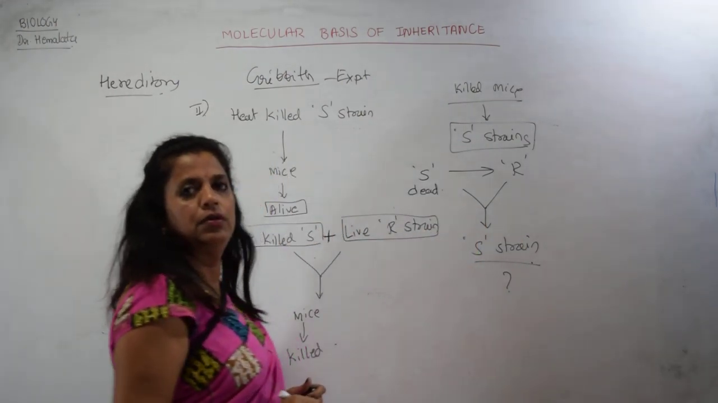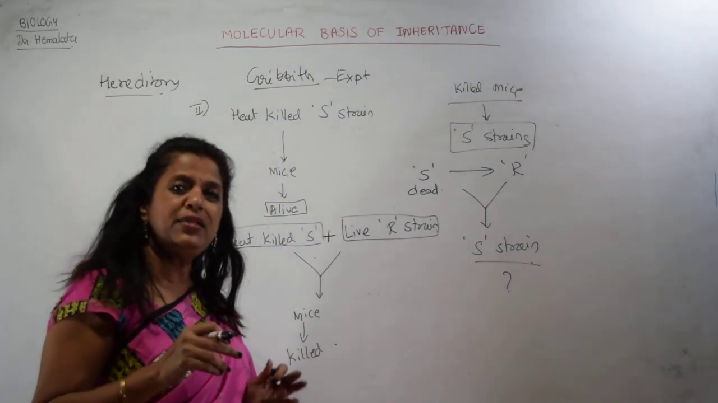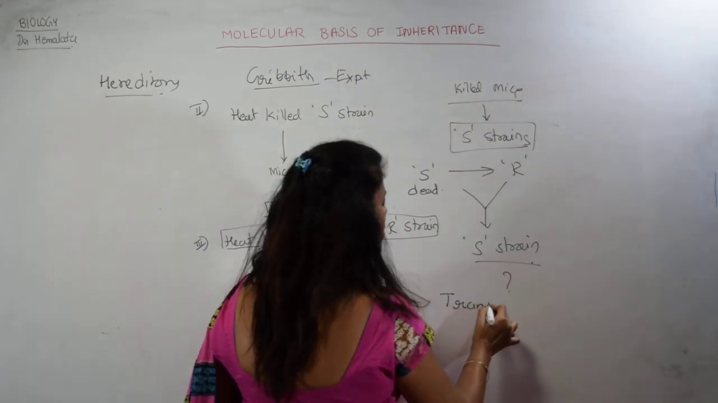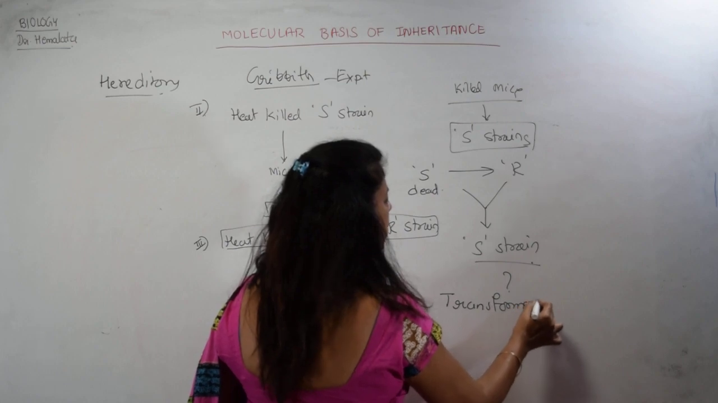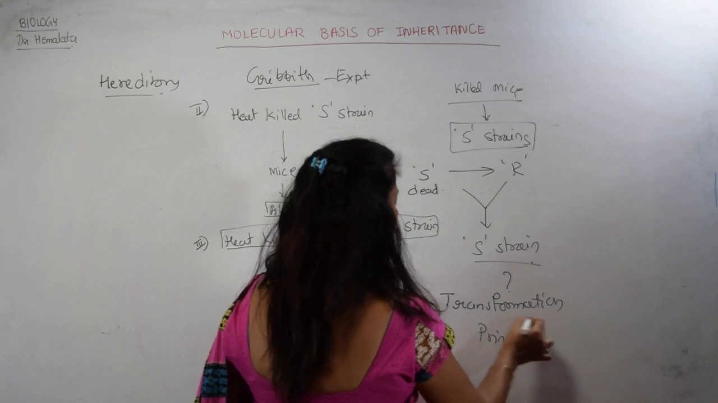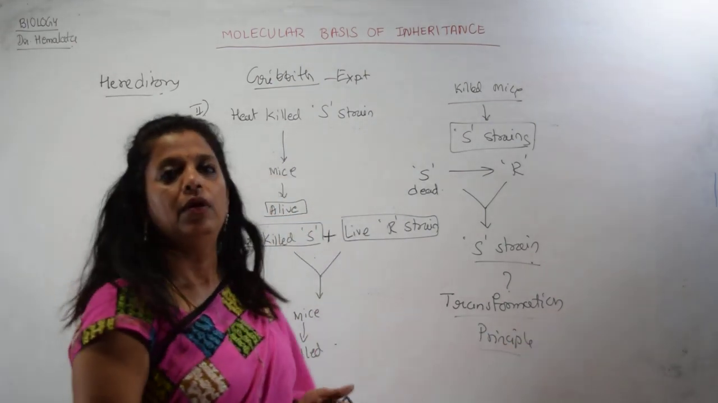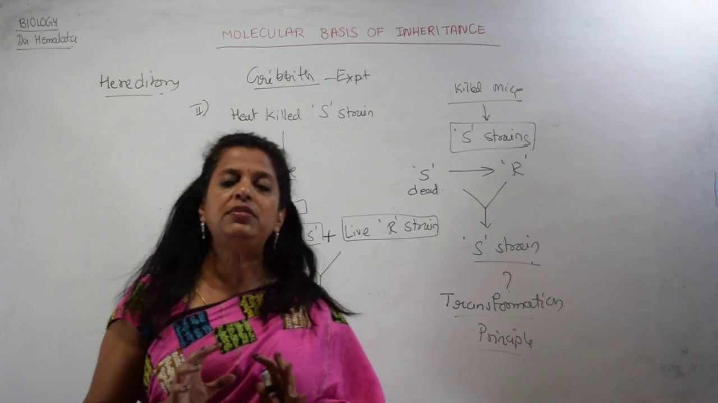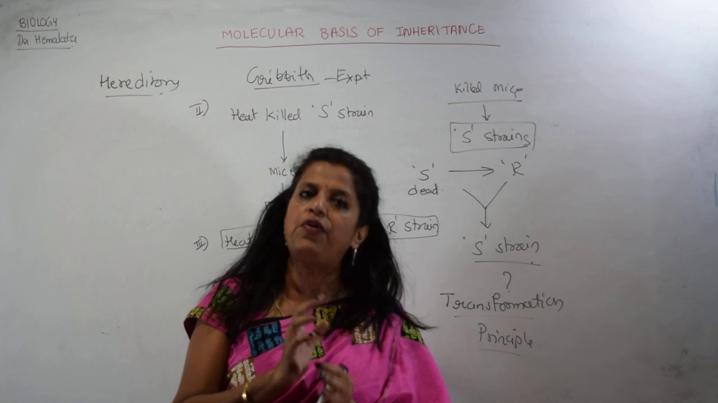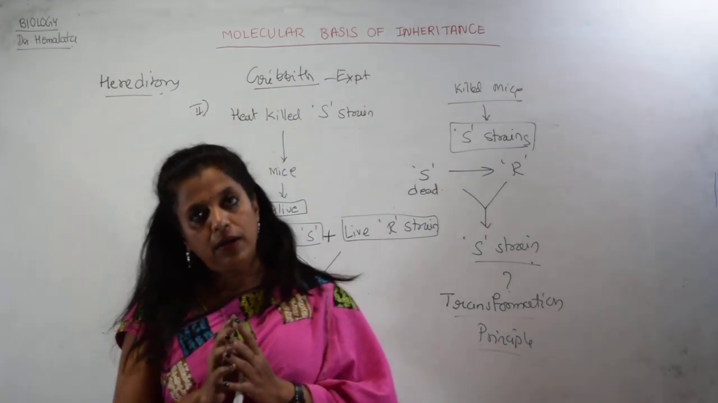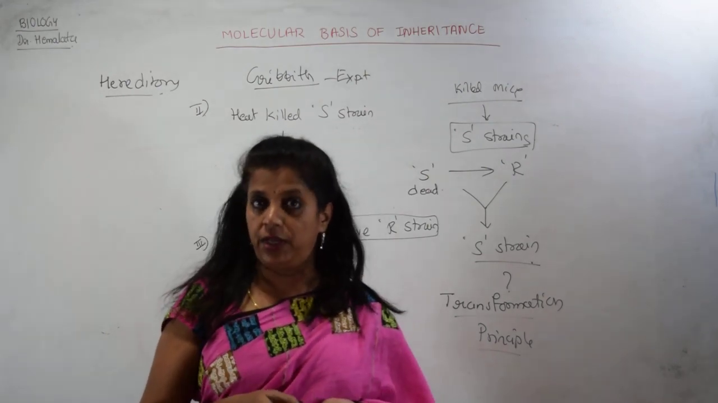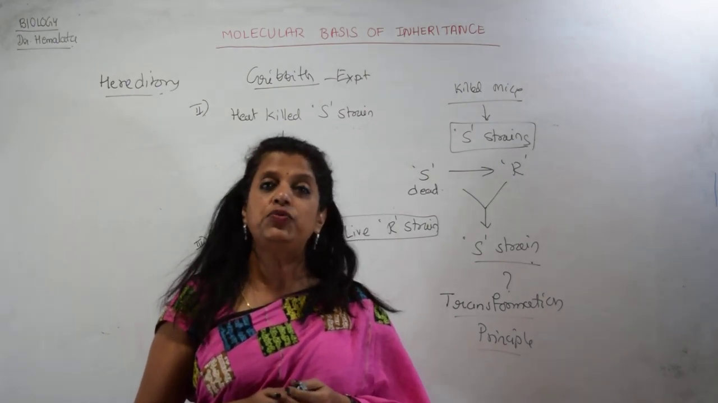What was this? He did not analyze what that is. He called this something which is transferred, a transformation principle. We call it a transformation principle. It means there is something present in this mixture that has transformed the non-virulent R strain to the virulent S strain, and he called this a transformation.